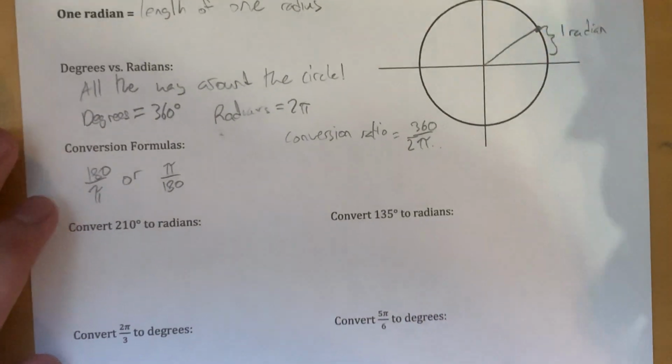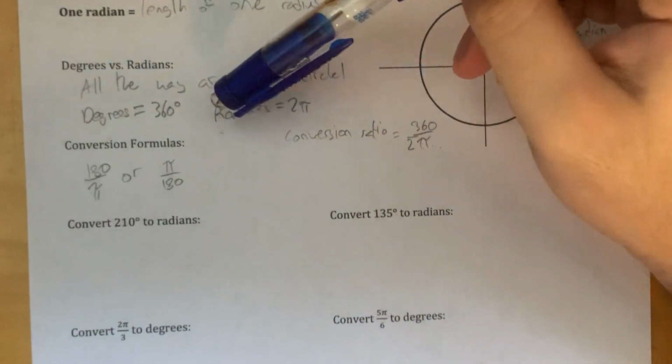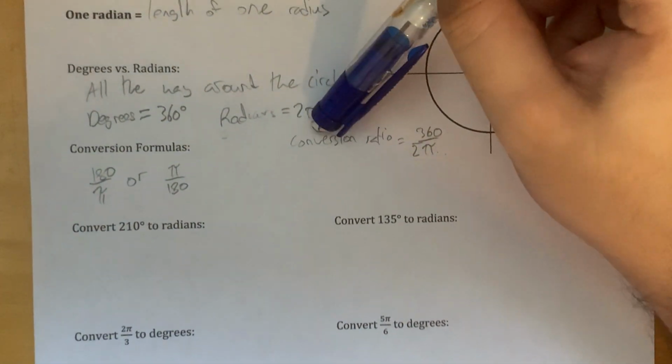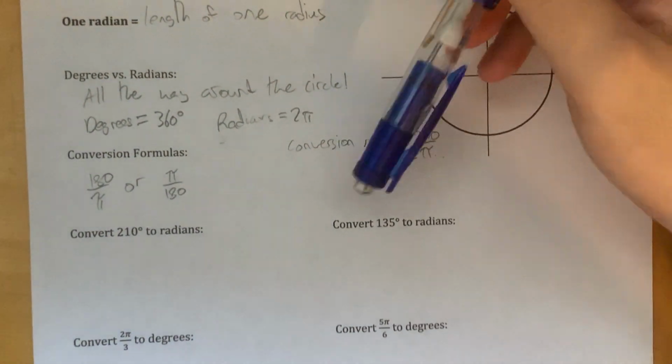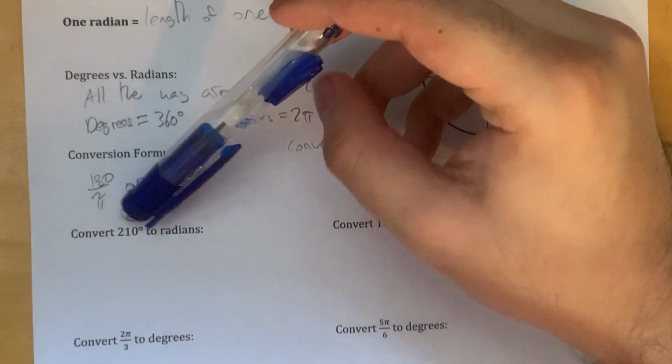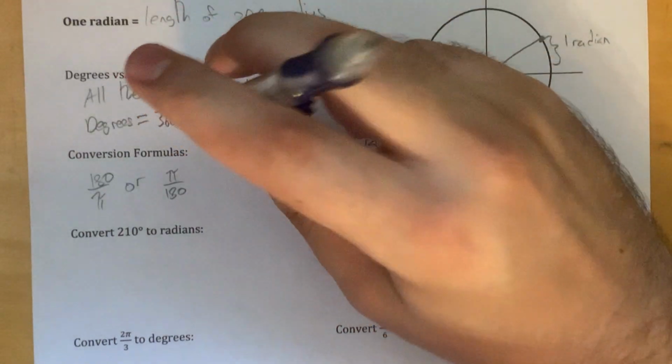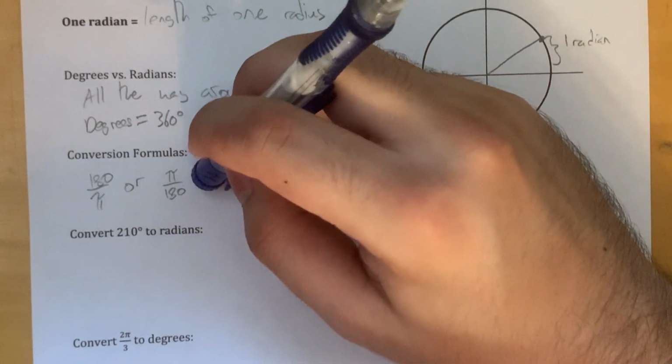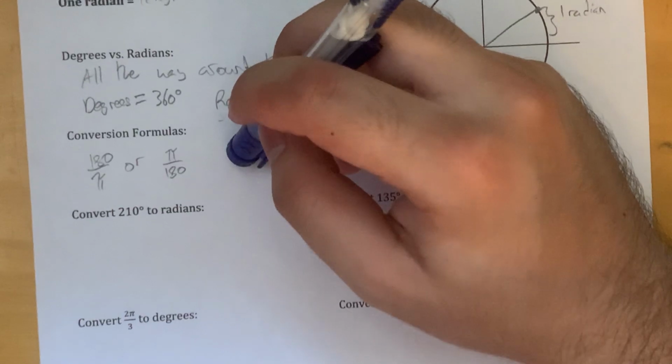So if you want to move radians to degrees, so you have a radian and you want to move it to degrees, you'd use the first formula because it gets rid of the pi. If you want to bring degrees to radians, you'd use the second formula because it introduces pi.